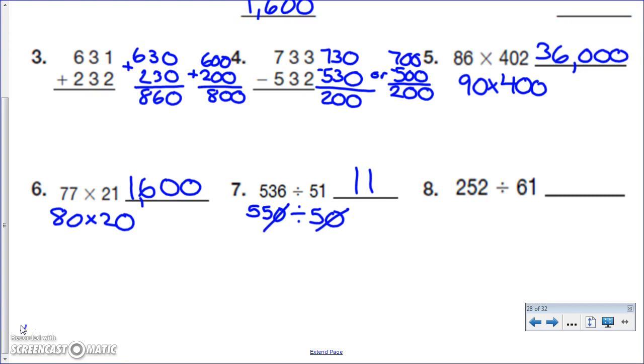For 8, we have 252 divided by 61. So again, with compatible numbers, we're going to round 61 off to 60. And then we're going to find what is the closest number to 252 that 60 will go into. Well, if we look at just the first two digits, we've got 25, and then we look at the first digit of the divisor, we've got 6. So we know 24 is close to 25, and 6 goes into 24. So 60 will go in evenly to 240.